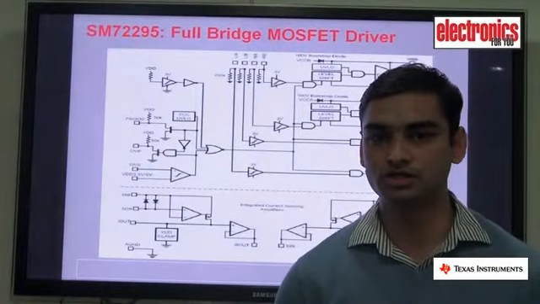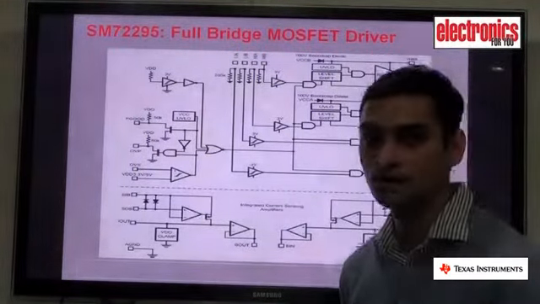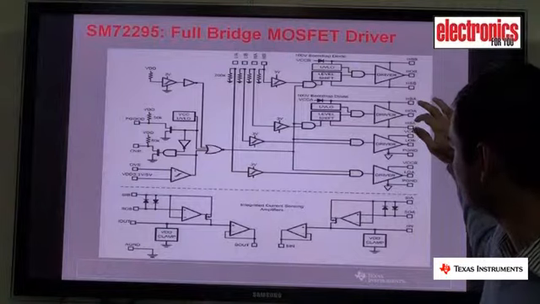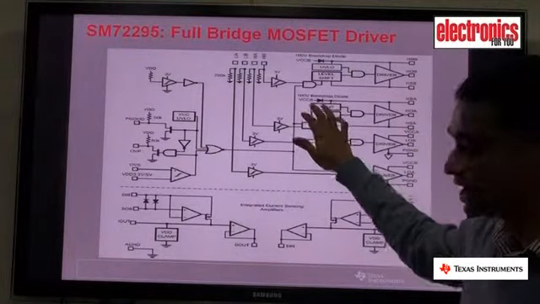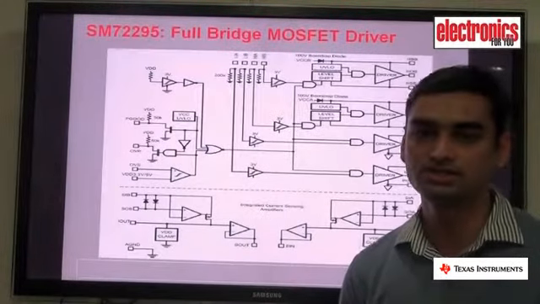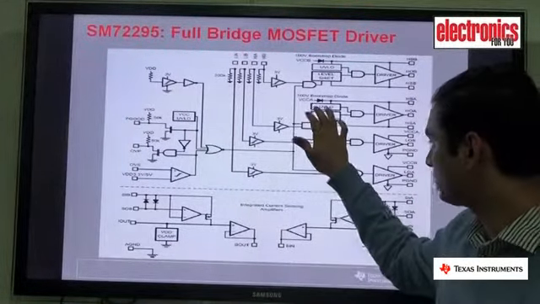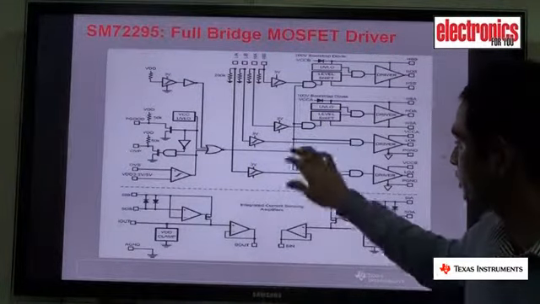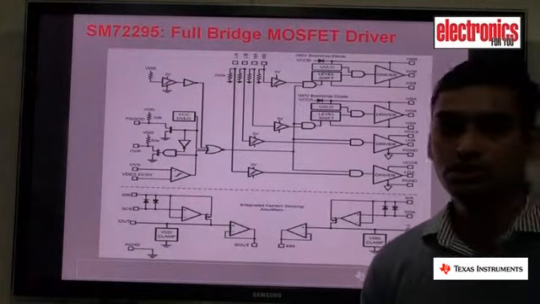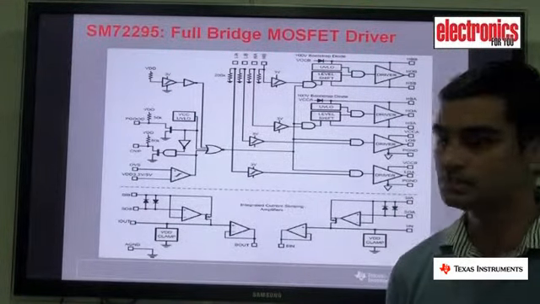To explain a full bridge topology, I am taking an example of a full bridge MOSFET driver, that is SM72295. A full bridge MOSFET driver necessarily has 2 high side MOSFET drivers and 2 low side MOSFET drivers. To drive a high side MOSFET you need a bootstrap diode and bootstrap capacitor to do a voltage translation. In most of the ICs available in the market, this bootstrap diode comes inside the chip. Here you can see a 100 volt bootstrap diode is already inside the chip. So it reduces the extra component count, and it also improves the system performance.